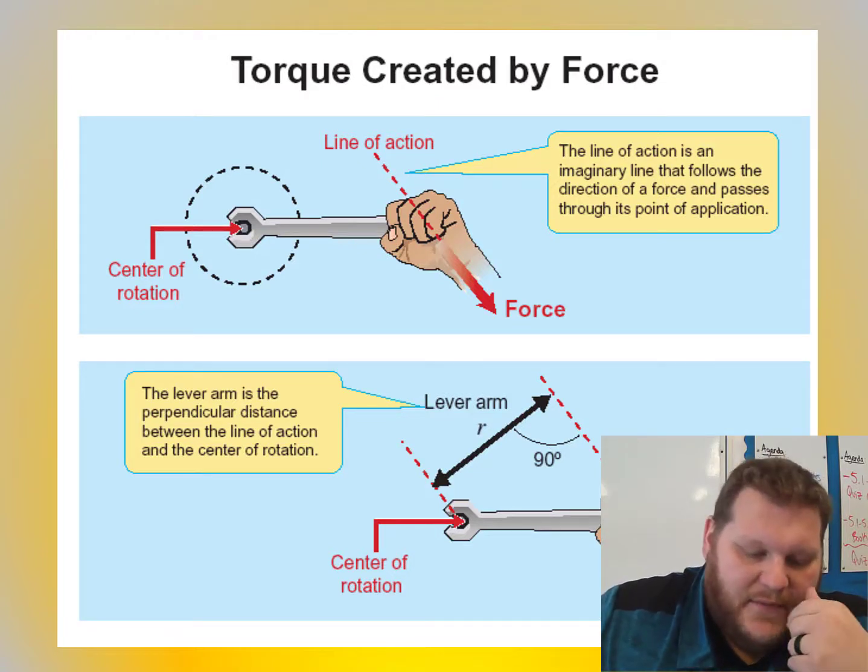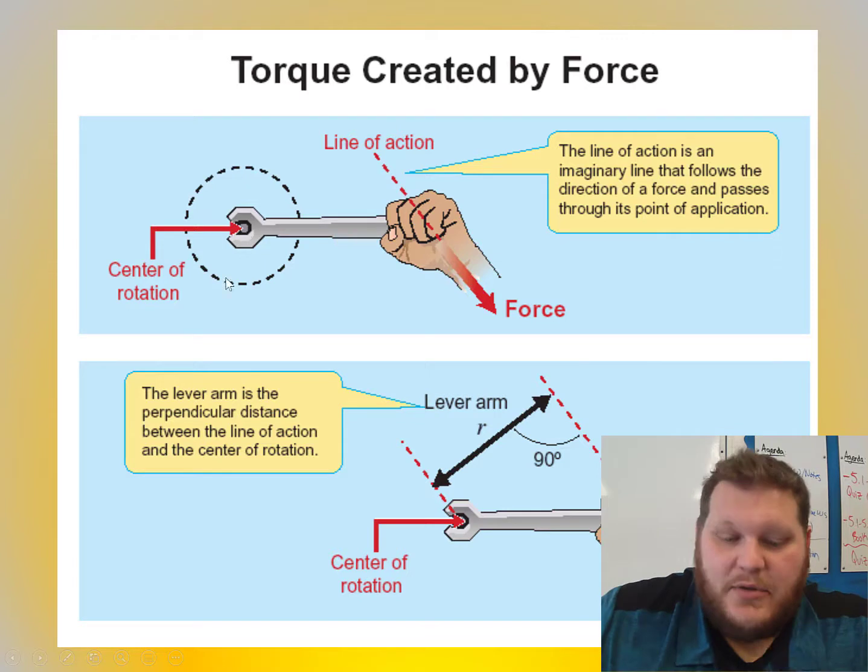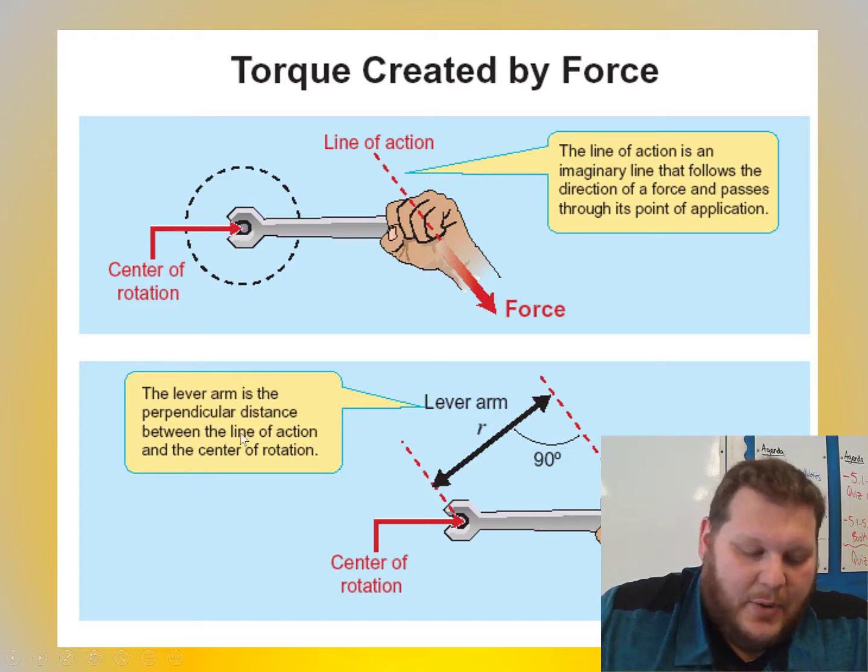This is just re-emphasizing that again. Your line of action is that direction of your force, whether it's pushing or pulling. Your center of rotation is where you're spinning about. And then your lever arm is that perpendicular distance between your center of rotation and that line of action.